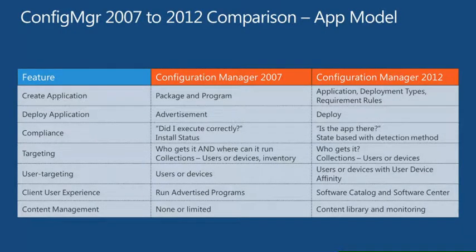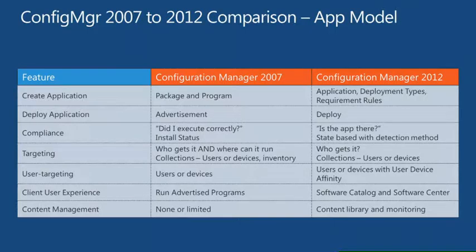So this deploy is a one-time deployment to the user collection, and because of our state-based inspection, whenever a user uninstalls that application, Configuration Manager will still be able to either deploy that application, install it, or make it available to the user. So you don't have to run advertisements on a schedule or frequently as you had to in 2007.